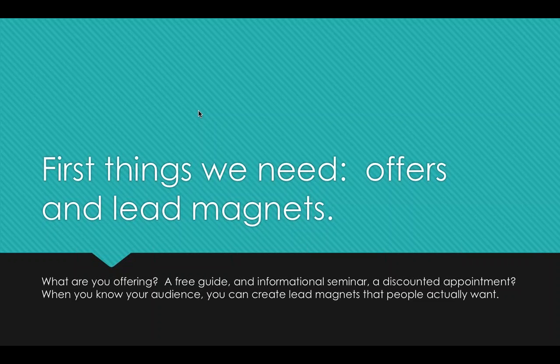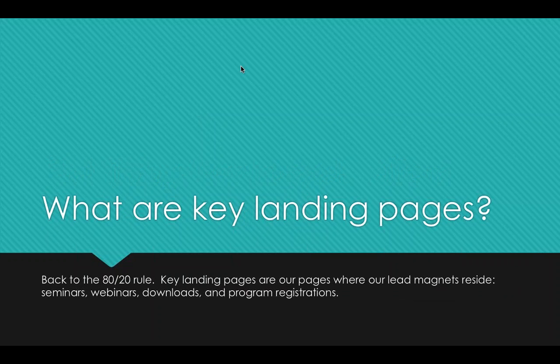Our modern day equivalent of this is email. To get in control of the process and get in control of the conversation, we want to take people from your website and turn them into an email address. We'll talk about that in a second. So what are the key landing pages you need? Again, we talked about the 80-20 rule. The key landing pages are where your lead magnets are housed. So again, that could be in the form of a seminar, webinar, a download, maybe a program registration, a discount, a gift certificate, whatever it is.